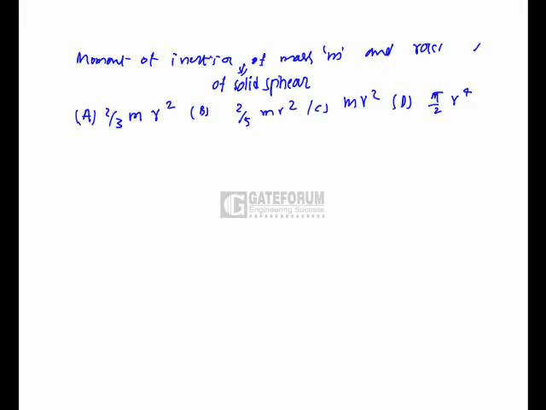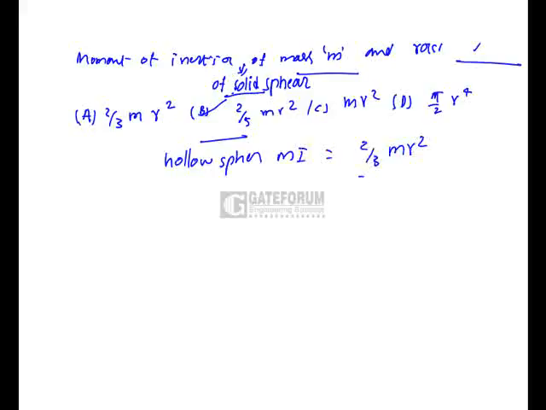What is the moment of inertia of a solid sphere of mass m and radius r? The solid sphere moment of inertia is going to be 2/5 of mr square. If it is a hollow sphere, then moment of inertia is equal to 2/3 mr square. But here the question was for a solid sphere, so the moment of inertia is 2/5 of mr square.